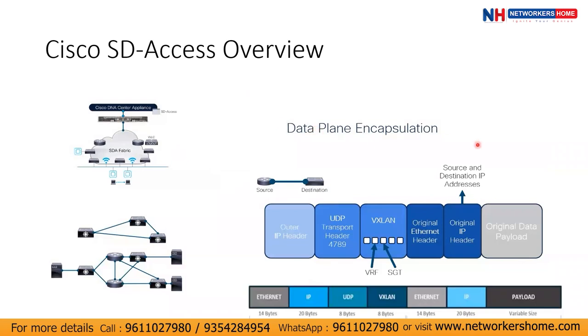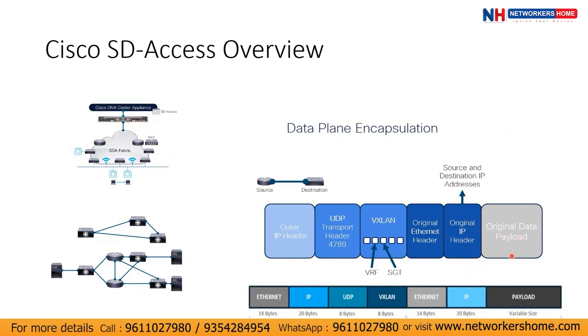So data plane encapsulation, you can see the VXLAN header. This is the 50 bytes of overhead you can consider on the original IP packet. So that's why we require 9100 MTU across the fabric nodes. When I say fabric nodes, that means each and every device that will be part of the encapsulation and decapsulation process. Those devices are the fabric nodes, and all the fabric nodes should support Jumbo MTU frames.